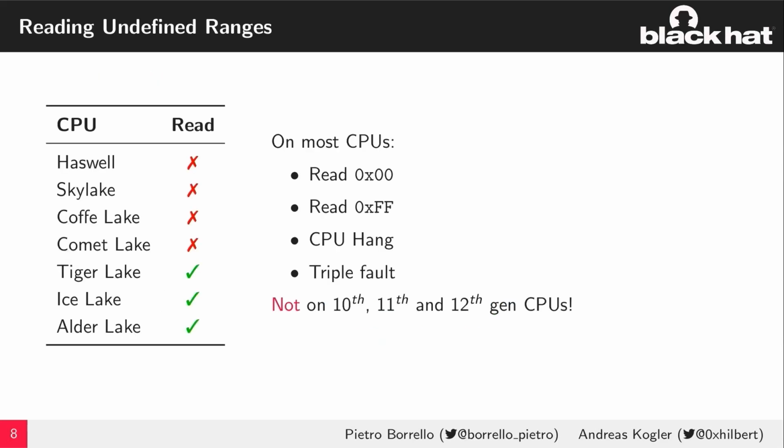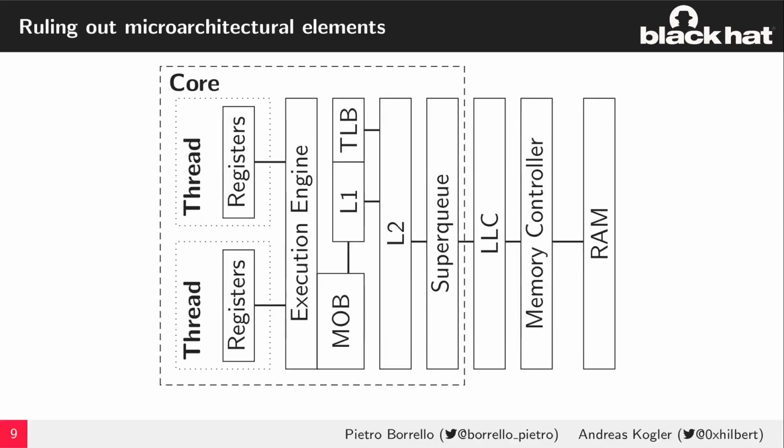Exactly. OK, actually, not on every CPU. On most CPUs, you read either zeros or Fs, or sometimes even the whole CPU hangs, or triple faults and reboots. But on modern CPUs from Intel, 10th, 11th, and 12th generation CPUs, that's not the case. OK. I see that we leak some data. I see that we leak some instructions. But where the hell do we leak instructions from? Where does the leakage actually come from?